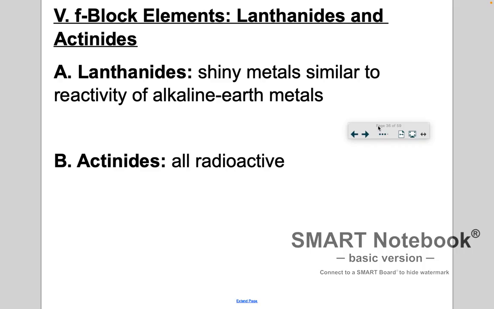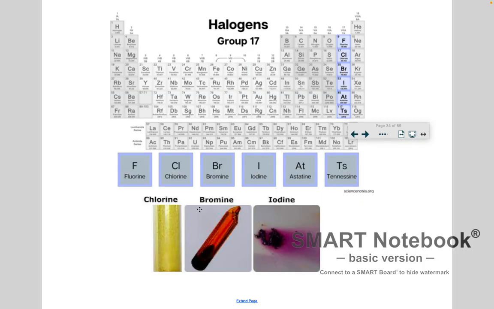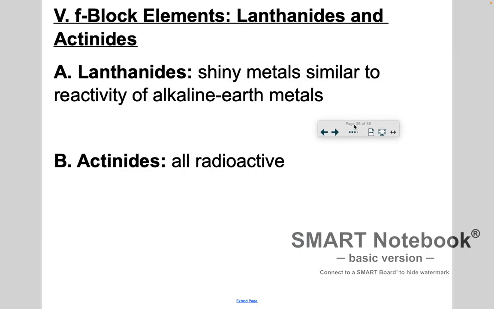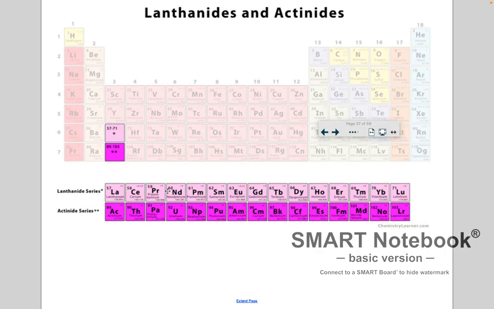And finally, our F block. Okay, in our periodic table, let me back it up here. F block is made up of two groups, the lanthanides and the actinides. So lanthanides are shiny metals with reactivity similar to alkaline earth metals, and that's really all we know about the lanthanides. And then the actinides, they all seem to be radioactive, and that's kind of the commonality of an actinide. So there's my lanthanides, and there's my actinides.